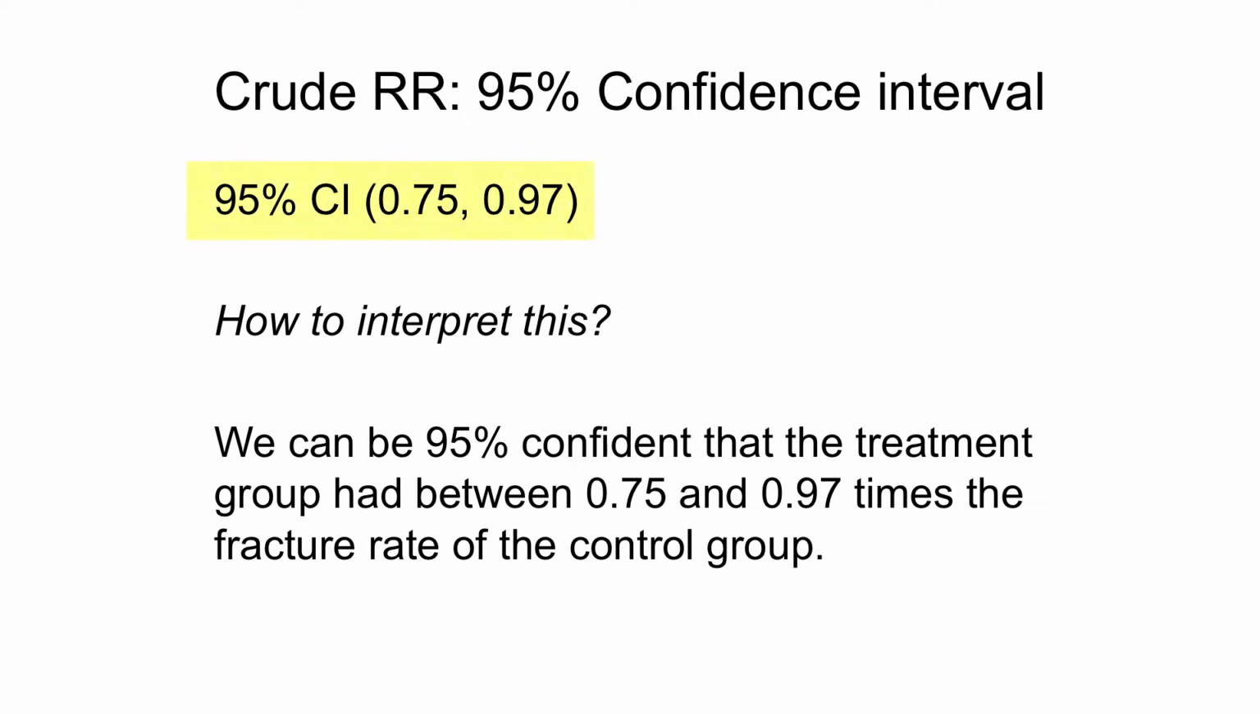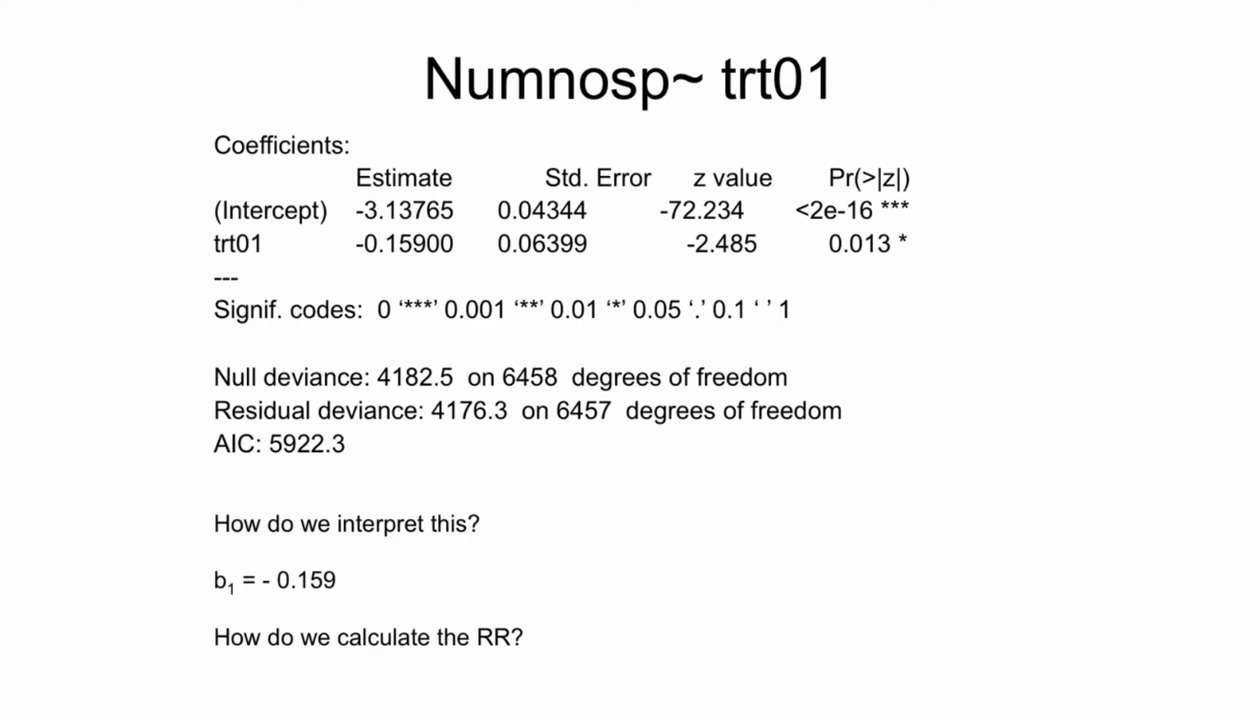We can also calculate a 95% confidence interval for our crude rate ratio. How would we interpret this? We would say that we can be 95% confident that the treatment group had between 0.75 and 0.97 times the fracture rate of the control group.